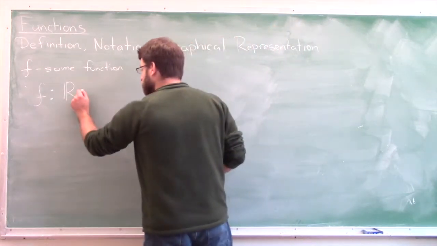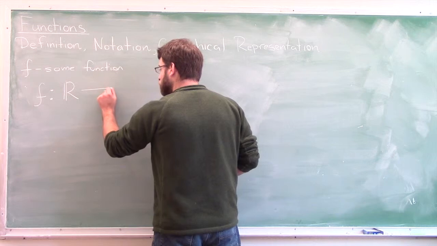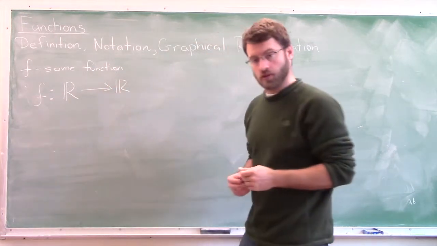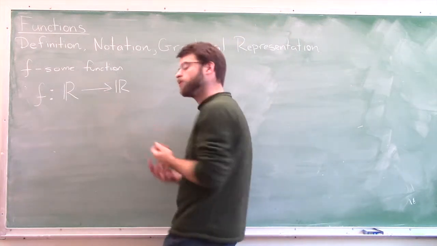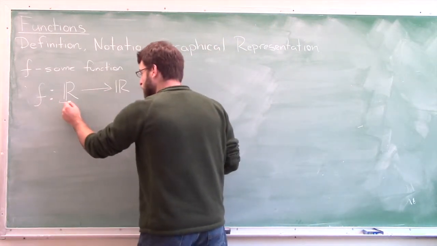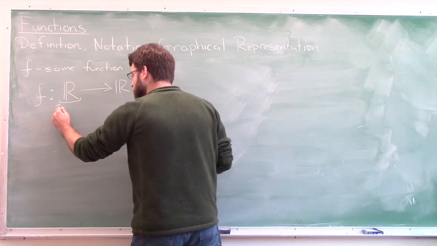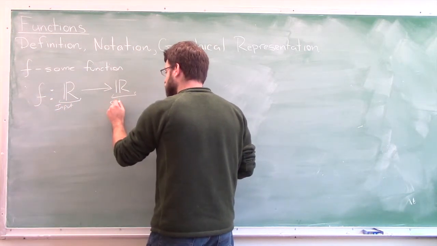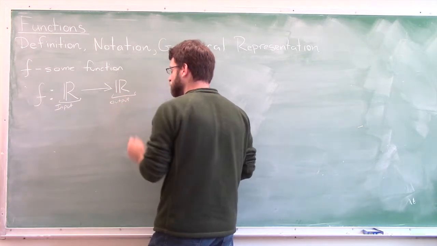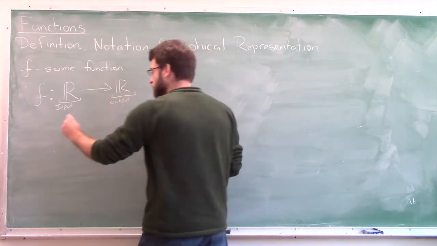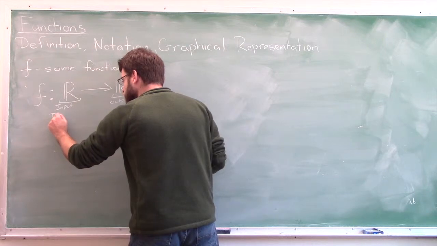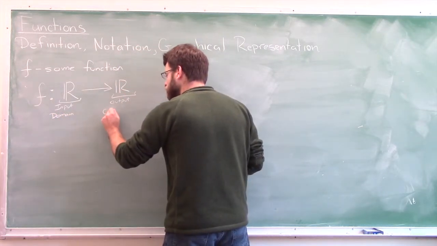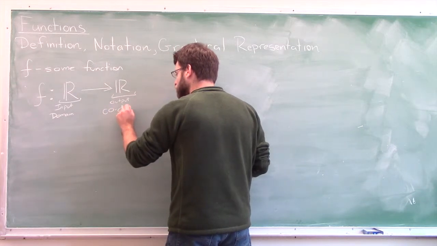So I want to take a function whose inputs are real numbers and outputs are real numbers. When you see notation like this, it describes the input set and the output set. The formal terms for these: the input set is called the domain of the function, and the output set is called the codomain of the function.